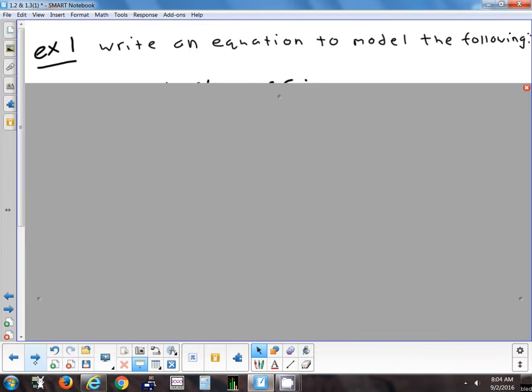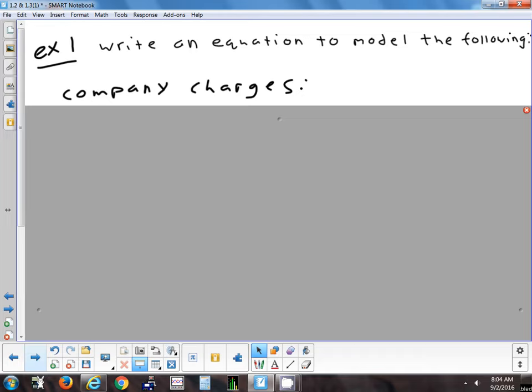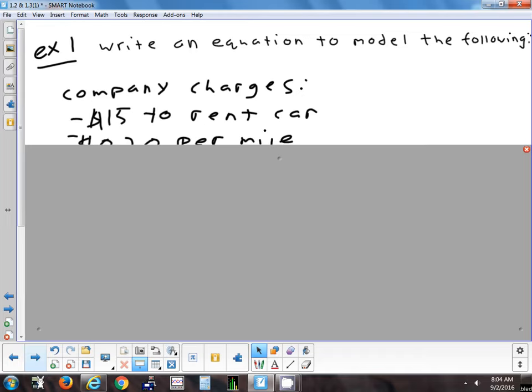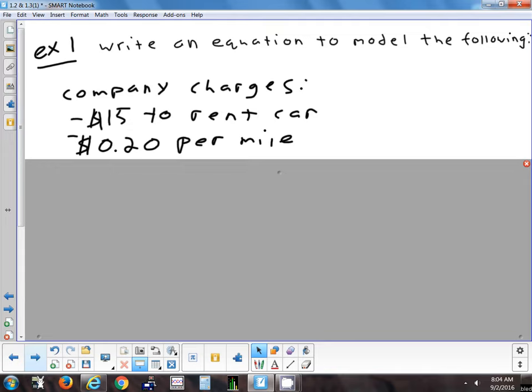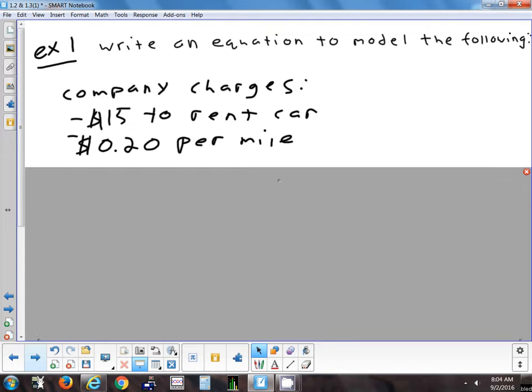All right. So let's try this example. We're going to talk about a company that rents cars, and they charge you $15 to rent the car, and then there's a certain fee per mile. So $15 to rent the car, and then 20 cents for every mile that you drive it.